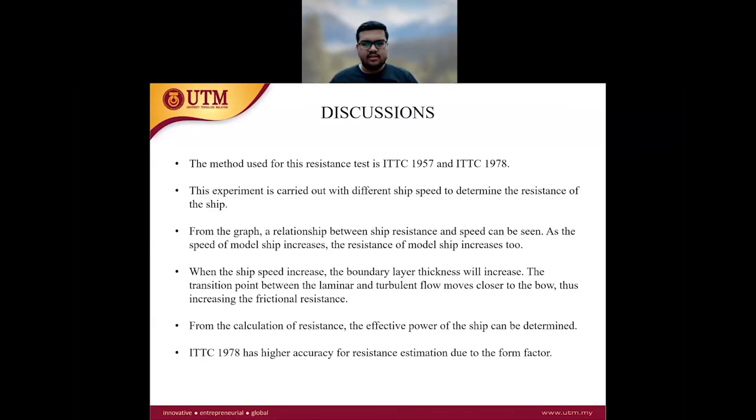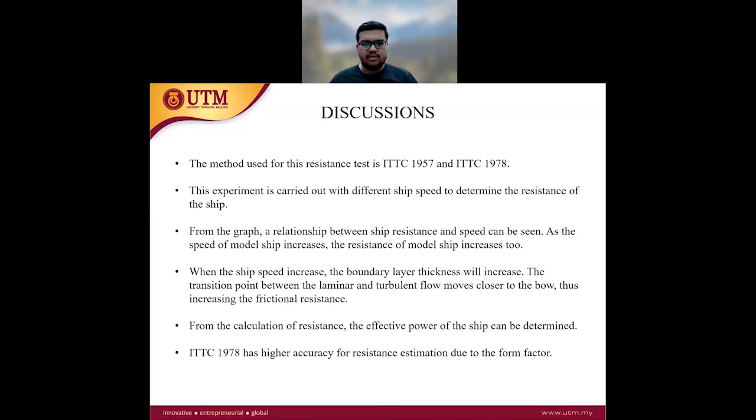This is the discussion for this experiment. In this experiment, there are two methods used, which are ITTC 1957 and ITTC 1978. The speed of the ship is changed so that we can find the resistance of the ship. From the result obtained, a few graphs are plotted. From the graphs, we can see the relationship between ship resistance and speed. When the ship speed increases, the resistance will also increase.